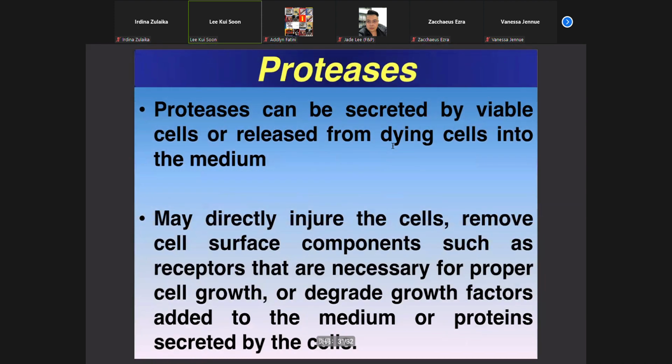And protease can also be secreted by a viable cell or released by a dying cell into the media, because this can directly injure the cell, or they can remove cell surface components such as the receptors that are necessary for proper cell growth, or they may degrade the growth factors added to the medium or the proteins secreted by the cell. So protease is also one of the factors that will lead to the failure of your culture.